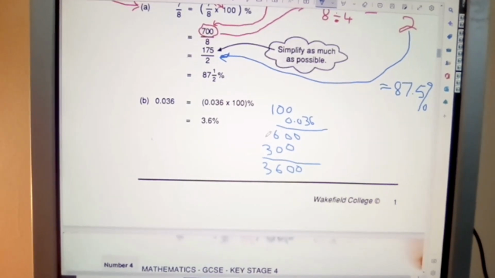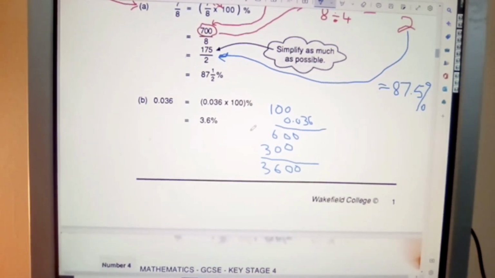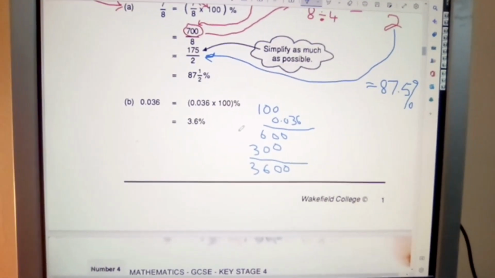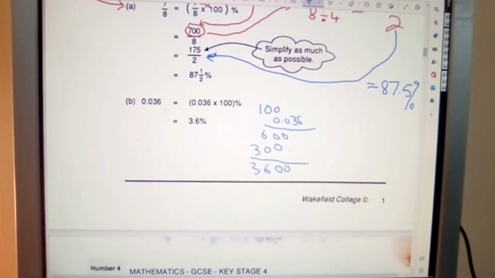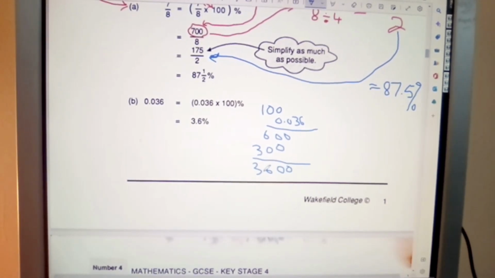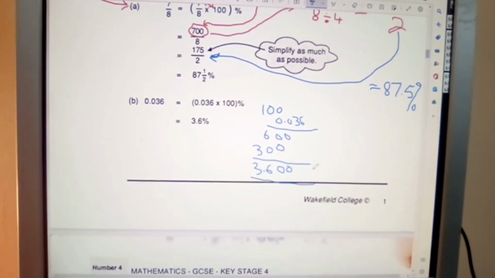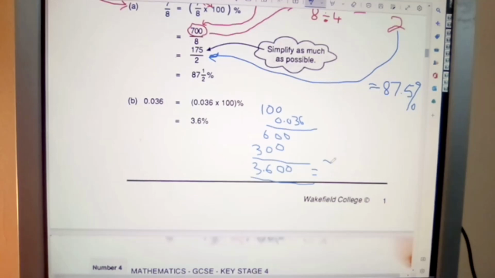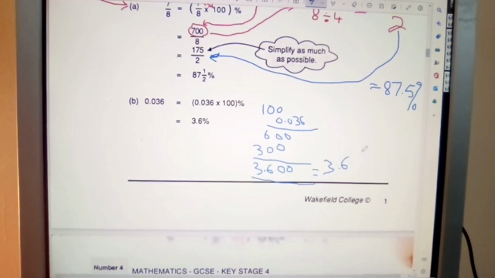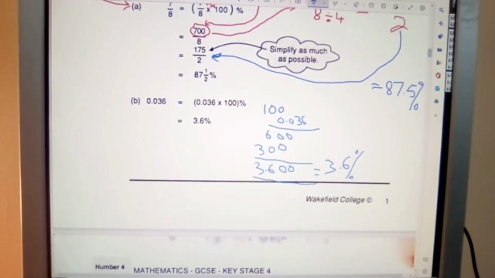Now we need to move a decimal point 3 places back. So 1, 2, 3, and that is my decimal point here, which my decimal point goes here. Therefore, we can see that 3.6 equals 3.6%.